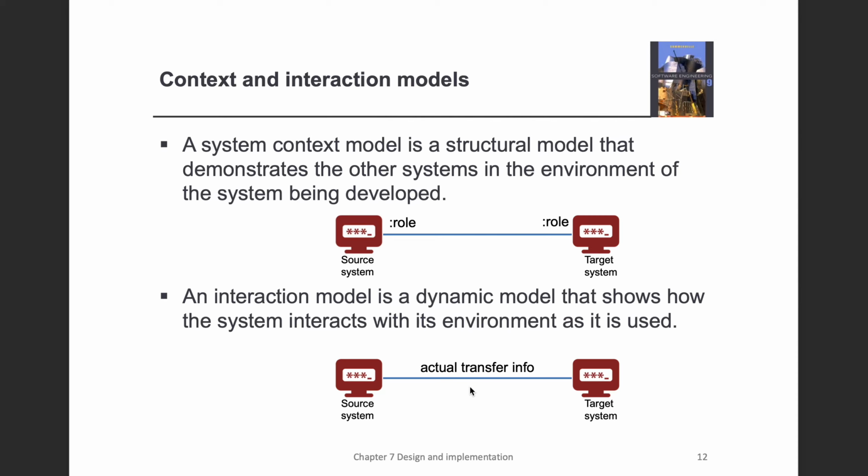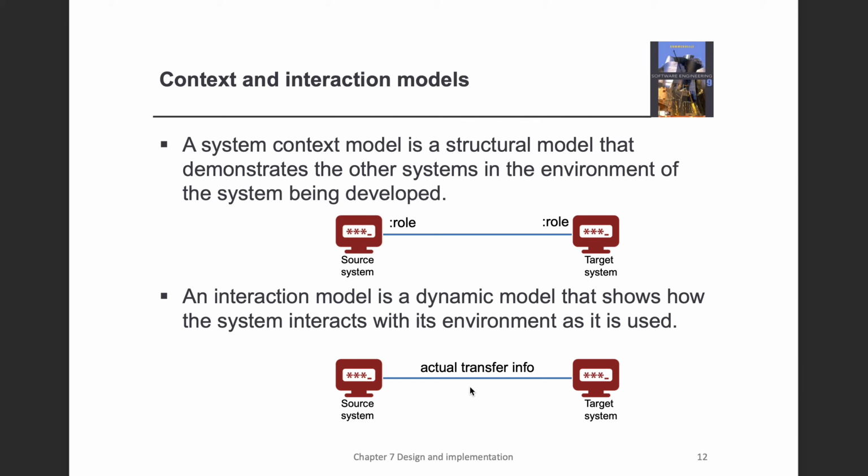So what we are saying is that the system context model is a structural model that demonstrates the other systems in the environment. That's the first one, the system context model. It shows other systems in the environment and the role they play. Here you see the source system, the role it plays, and then the target system, the role it plays.